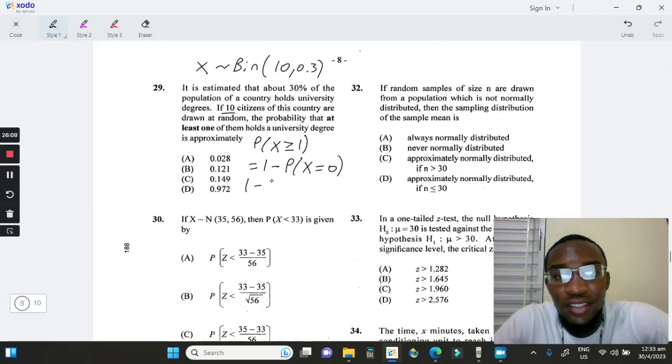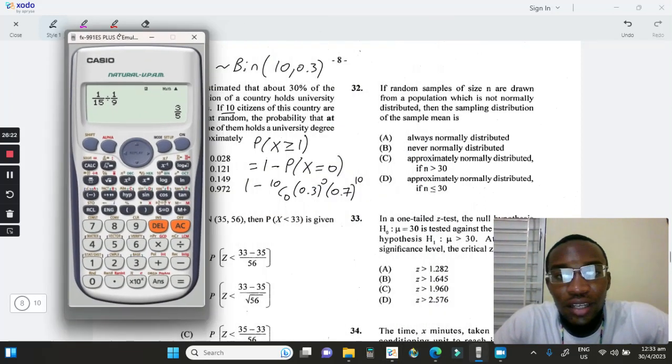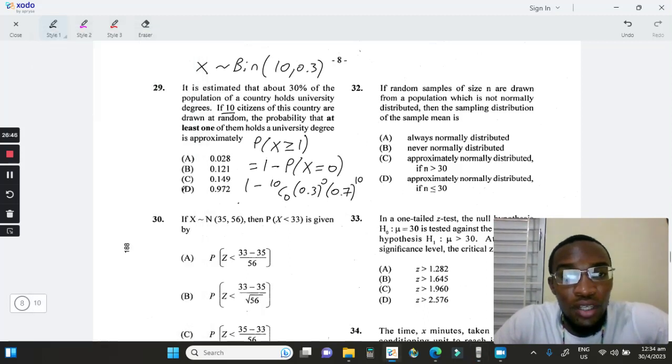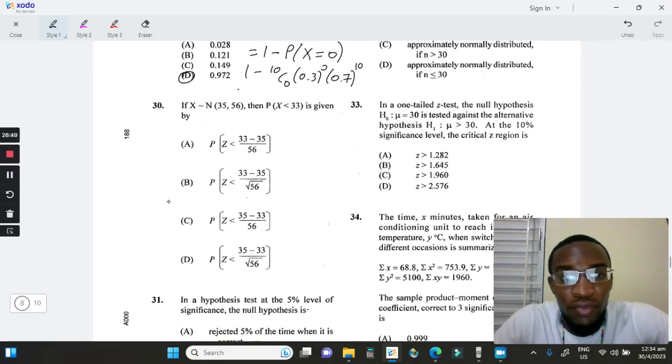So it's 1 minus 10 choose 0, this is p now, 0.3 to the 0 times 0.7 raised to the 10. And I'll put that in the calculator. So bring out the calculator. 1 minus 10 choose 0 times 0.3 raised to the 0 times 0.7 to the 10. And we get 0.972. Option D, 0.972.